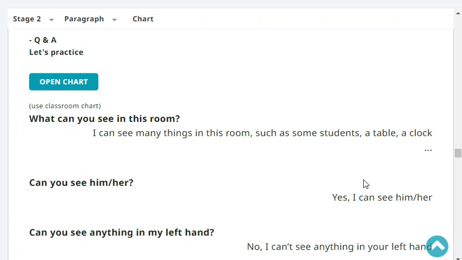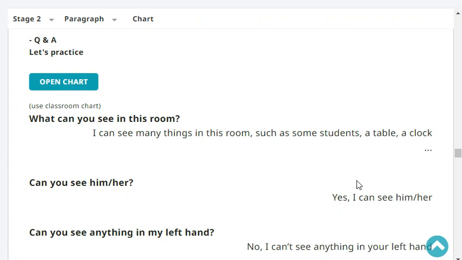Okay, what can you see in this room? I can see many things in that room, such as some chairs, a table, a window, some pictures, etc. Very good.